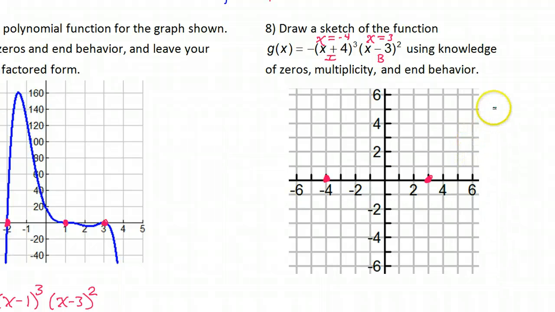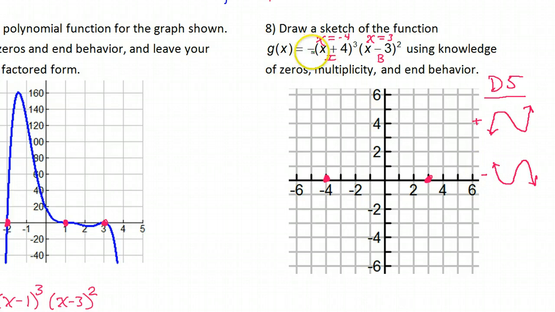Now, I need to think about the end behavior and the degree. See how I have 3 of these and I have 2 of these? That means the degree of this thing is 5. 3 plus 2 is 5. So I'm looking at a degree 5. That's odd. Odd degree functions either behave like a right side up n, that's when the leading coefficient is positive, or they behave like an upside down n. That's your negative leading coefficient.